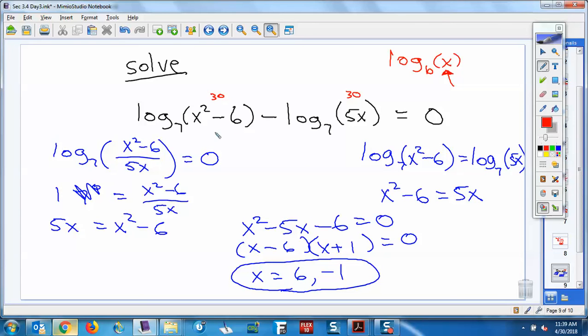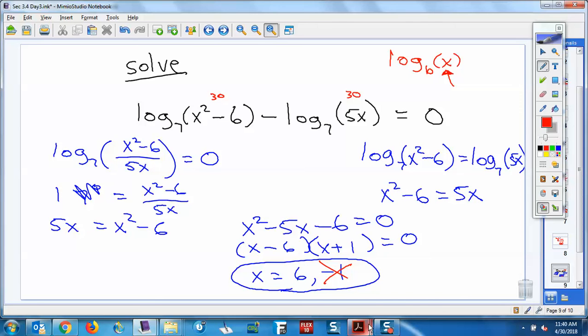Put a negative 1 in here. Negative 1 squared is 1 minus 6, negative 5, that doesn't work. 5 times negative 1 is negative 5. Now you might say, oh, log negative 5 minus log negative 5. No, those are both undefined. Those don't have value. So an undefined minus an undefined does not equal 0. Okay? So we have to throw out the negative 1. And the only answer to that is 6.